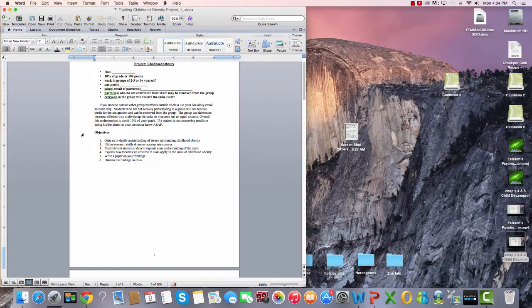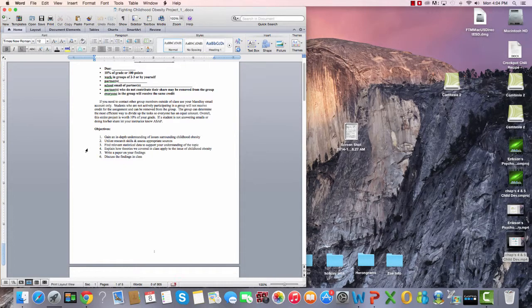The objectives of this particular project are to gain an in-depth understanding of issues surrounding childhood obesity, or at least a preliminary understanding, utilize research skills and assess appropriate resources, find relevant statistical data to support your understanding of this topic, explain how the theories we covered in class apply to the issue of childhood obesity, write a paper on your findings, and then discuss the findings in class.